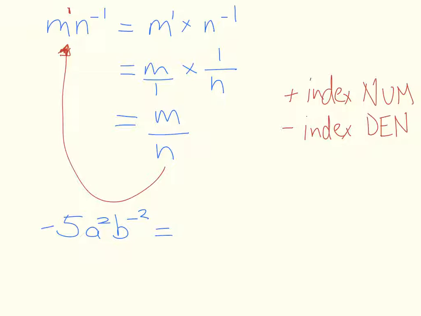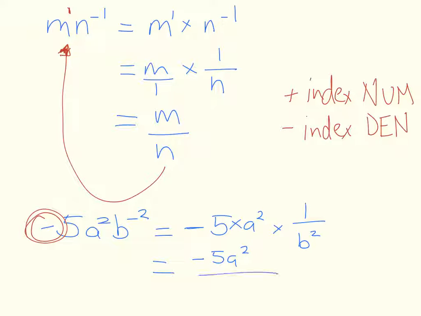Alrighty, something else to note. This negative just means we have a negative number. That does not mean it changes our indices in any way. I'm just going to write down that negative straight away because the whole term is negative. So I've got 5 times a squared times 1 over b squared. Of course, my negative index here means I take the reciprocal of that, which means I have minus 5a squared over b squared. Again, no simplifying of these ones because they have a different base. Okay, they're not the same base.